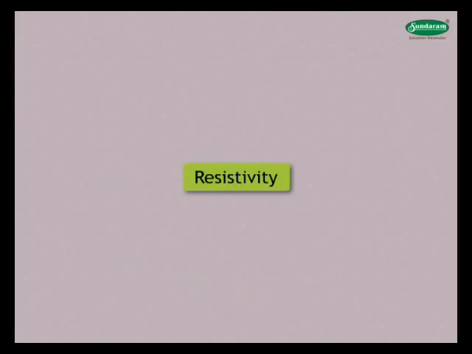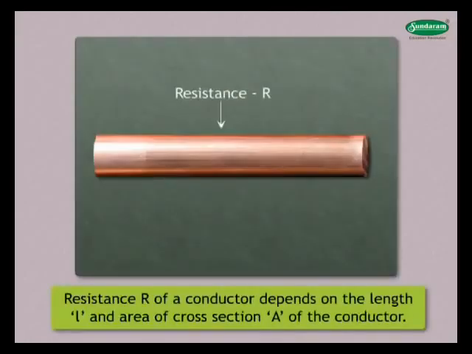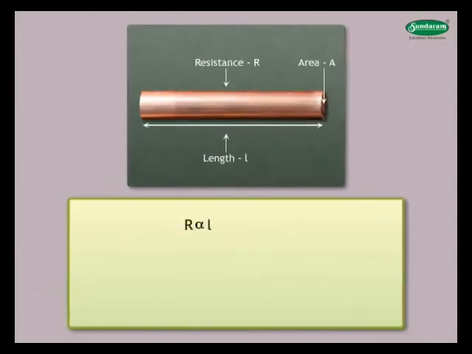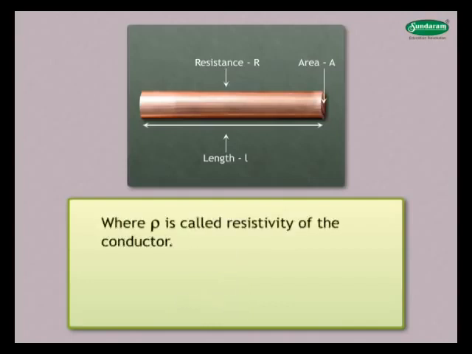What is resistivity? Resistance R of a conductor depends on the length L and area of cross-section A of the conductor. R is directly proportional to L and R is inversely proportional to A. Therefore, R is equal to RHO into L upon A, where RHO is called resistivity of the conductor. It is also called as specific resistance.